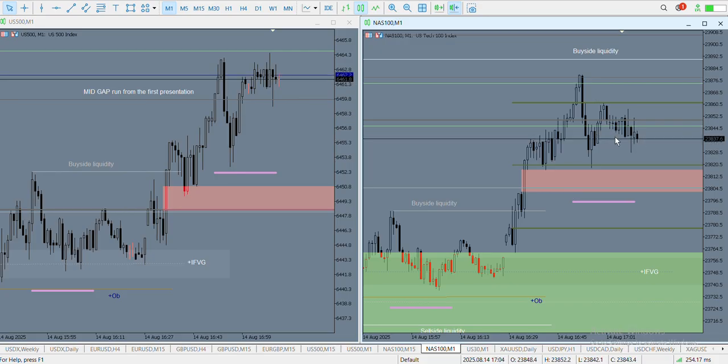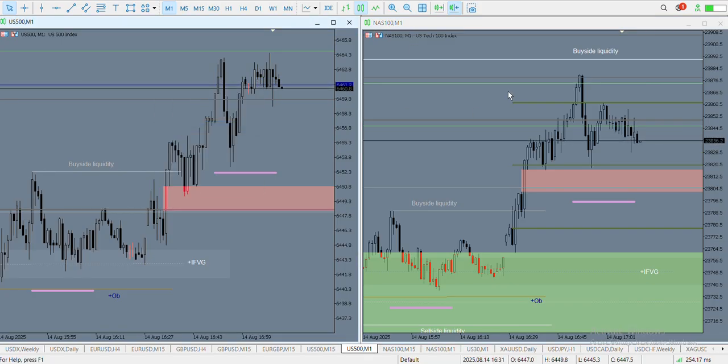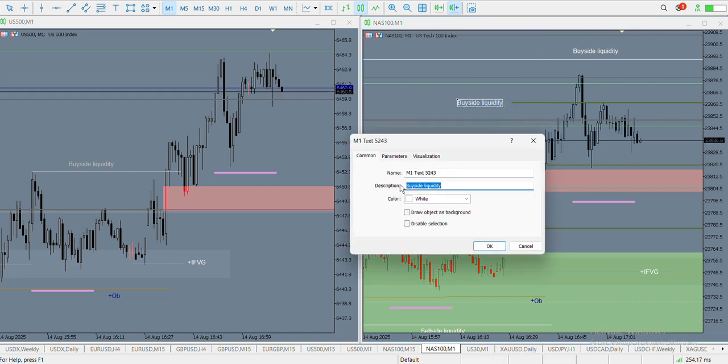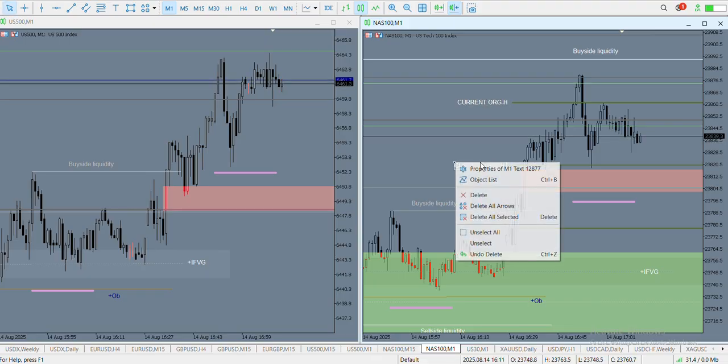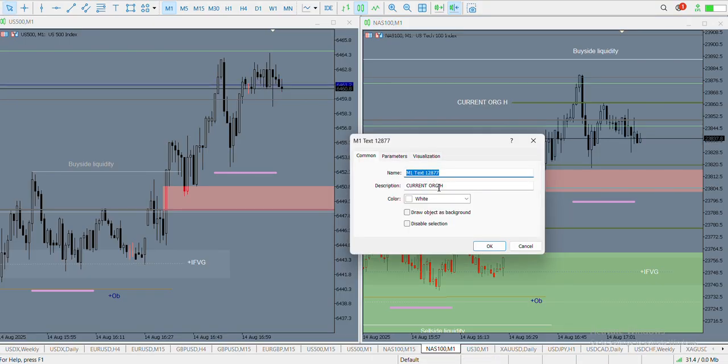So we are stuck around 23,837. That's the upper portion of today's opening range gap for NAS 100. Let me outline this here. That's current opening range gap high, current opening range gap consequent encroachment, and low.